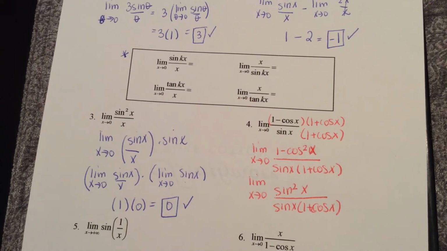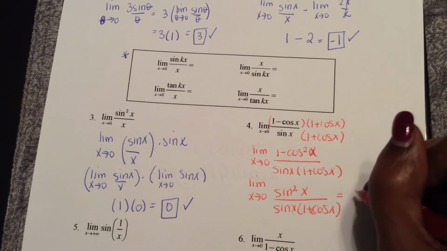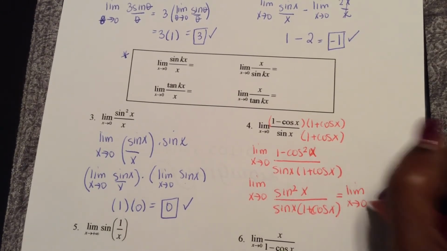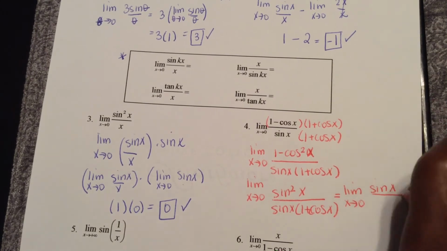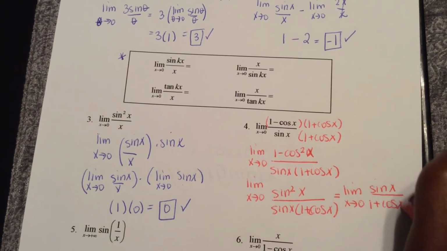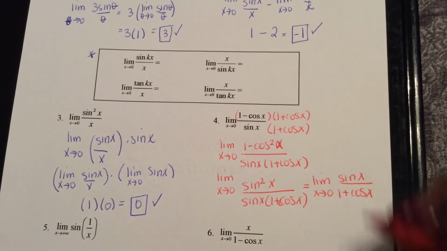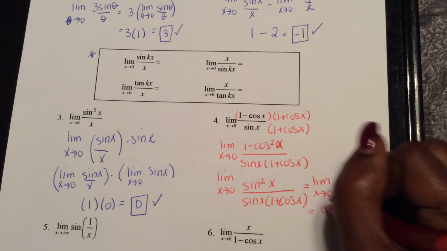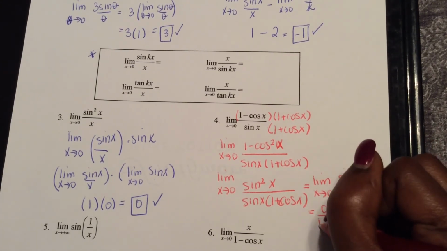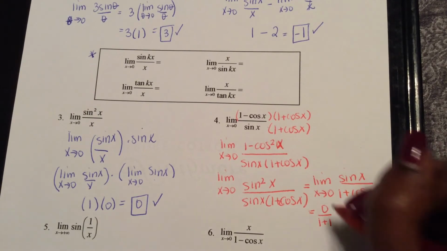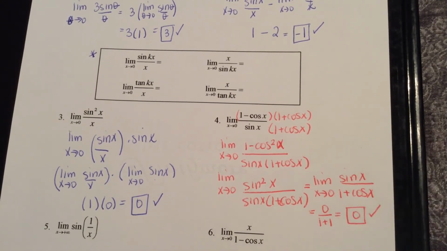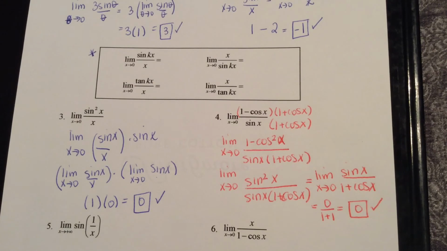And then I see that my sine x's will cancel, and I'm left with the limit as x approaches 0 of sine x over 1 plus cosine x. Now at this point, I can just do direct substitution. If I plug in 0 into my numerator, I get 0, and I get 1 plus 1 on my denominator. 0 over 2 is 0. So that is my limit.